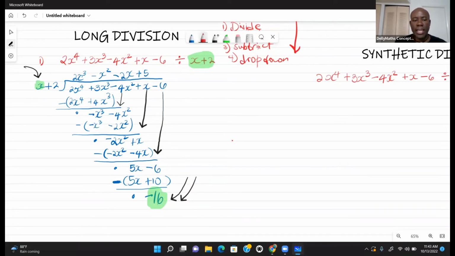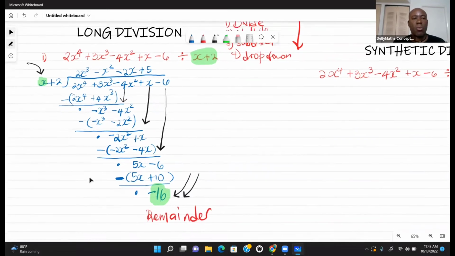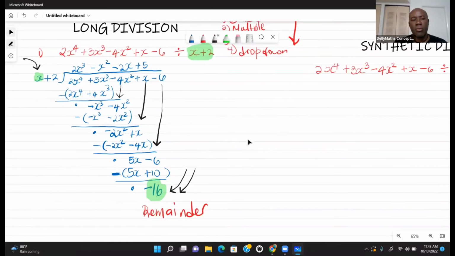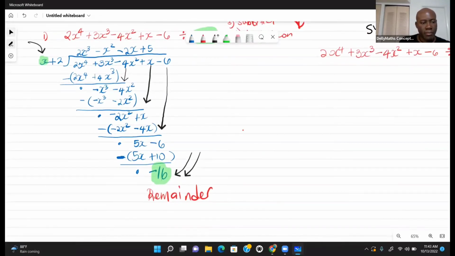So this negative 16 here is my remainder. Basically, what we could say is that when we divide x plus 2 into all of this, we're going to get 2x to the third minus x squared minus 2x plus 5, plus negative 16 over x plus 2. So you could see that this is our quotient.